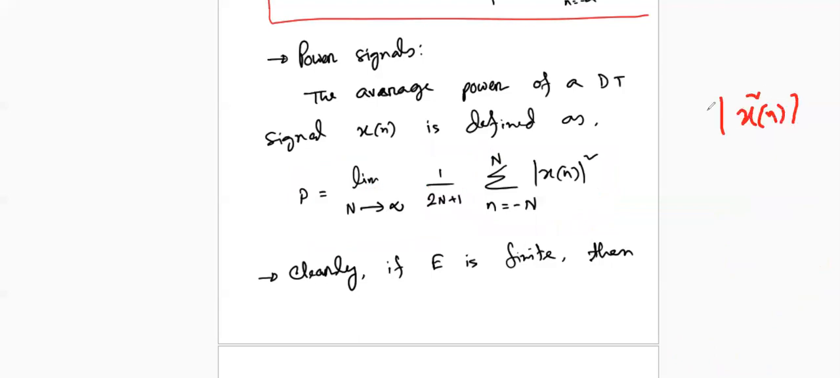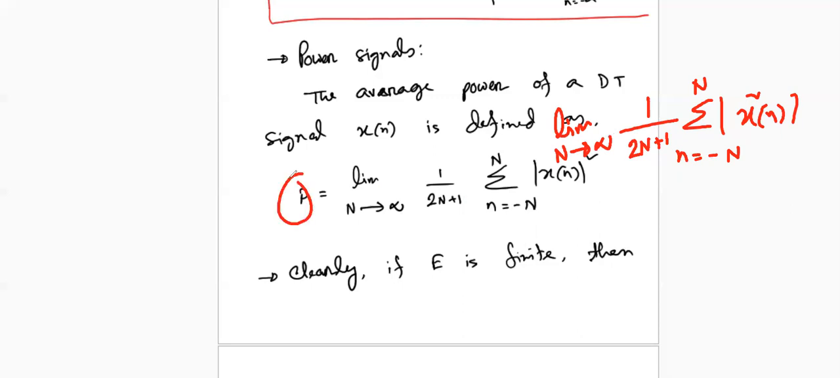This is the energy, where we are making a summation from minus infinity. Now, instead of minus infinity, we are making a finite range from minus N to plus N, so that we can write it like this, twice N plus 1. And now we take the limit where capital N goes to infinity. That gives us the power signal.